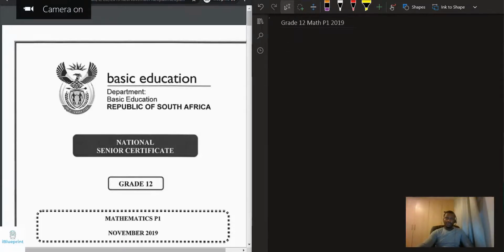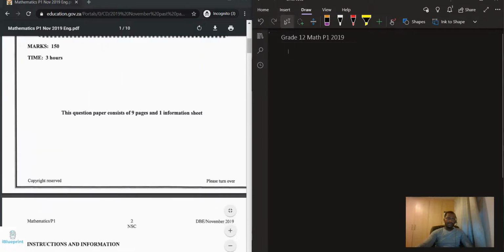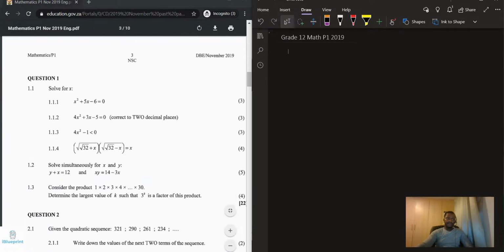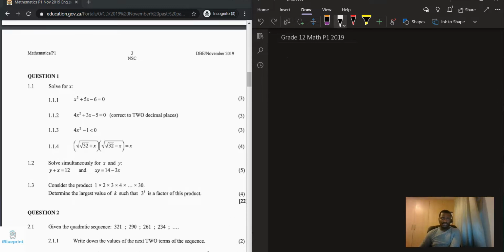Hello guys, so I'll be doing a worked solution for a Grade 12 Maths Paper 1 question paper. You have 150 marks for grabs here. The first question is to solve for x. You should try and do it relatively quickly because these ones tend to be straightforward.